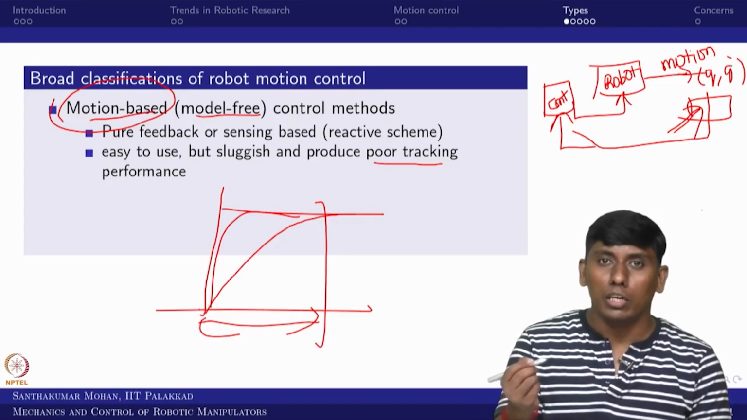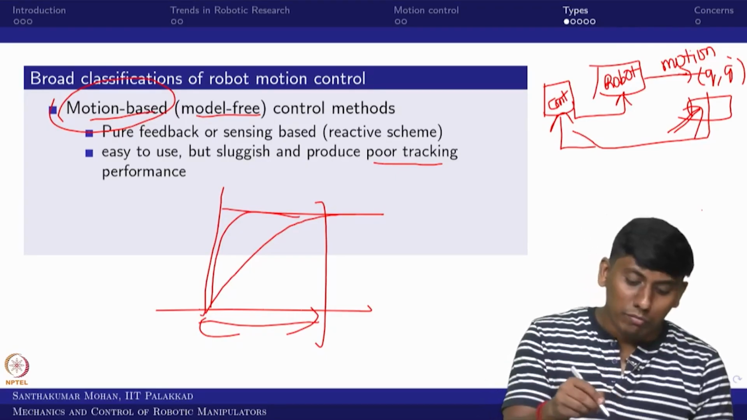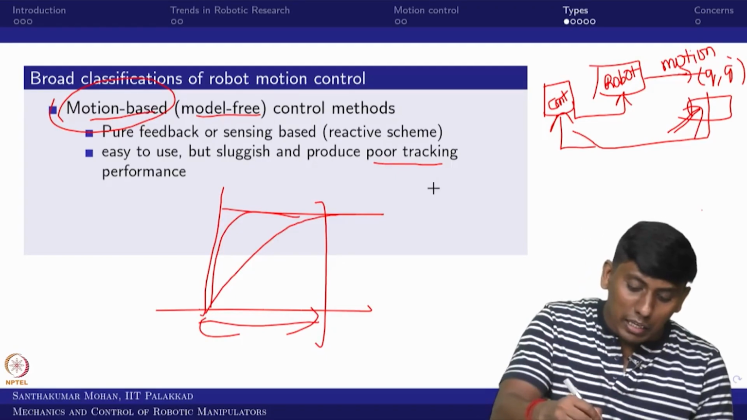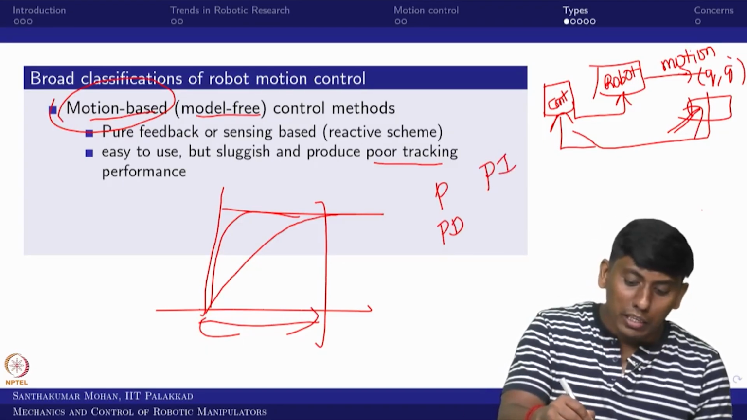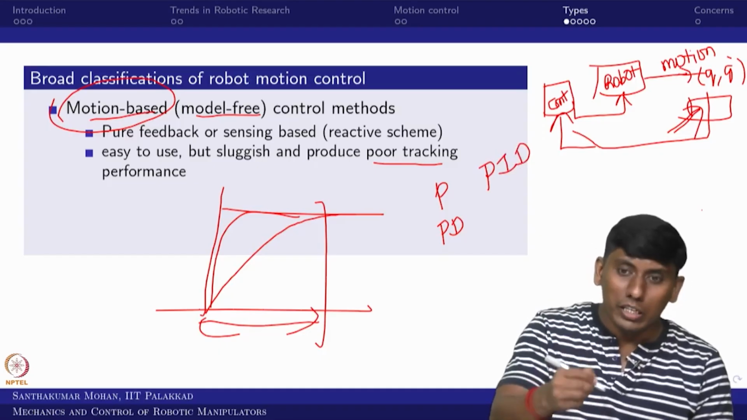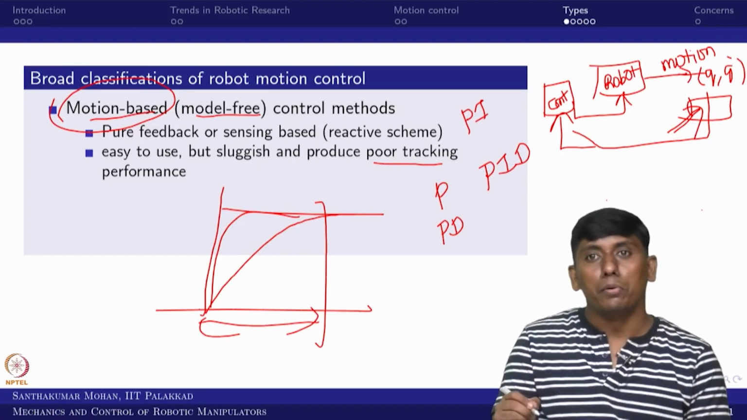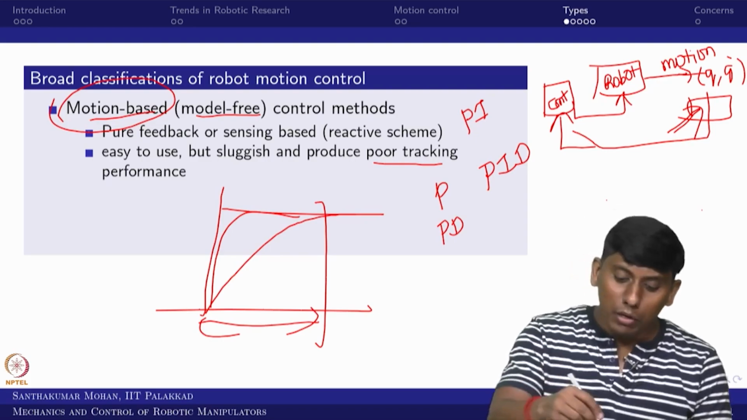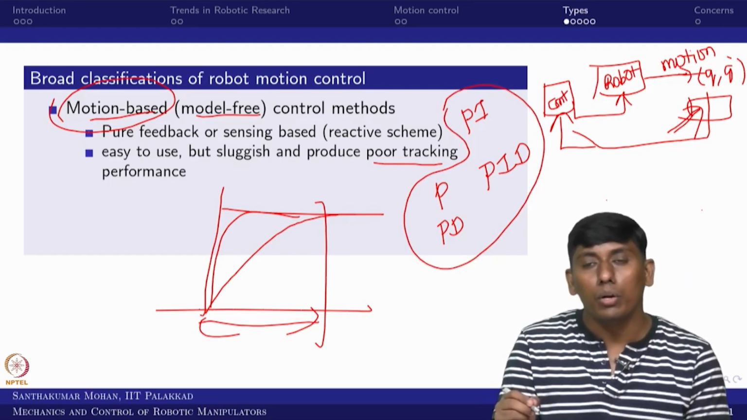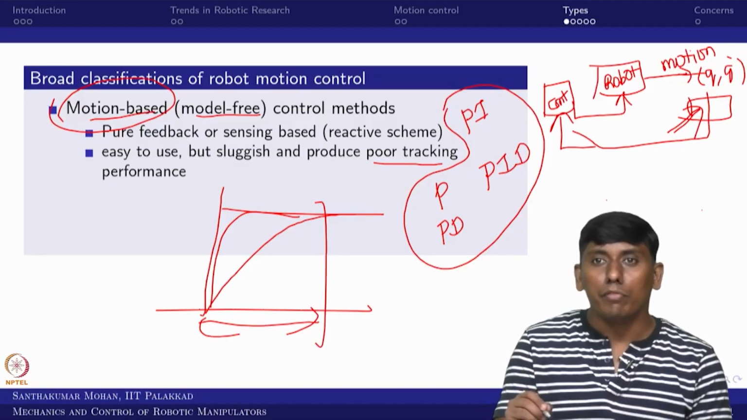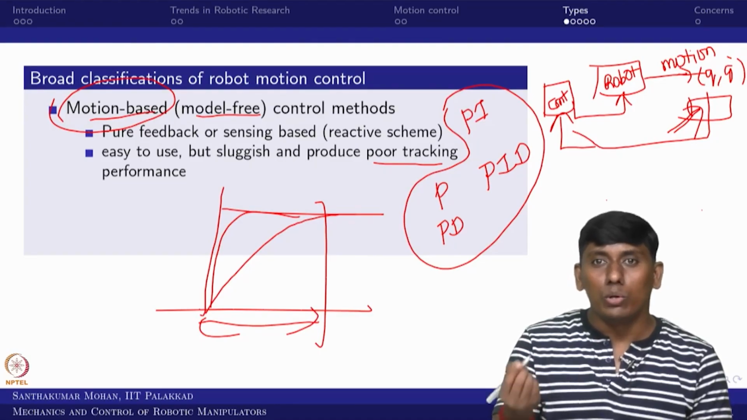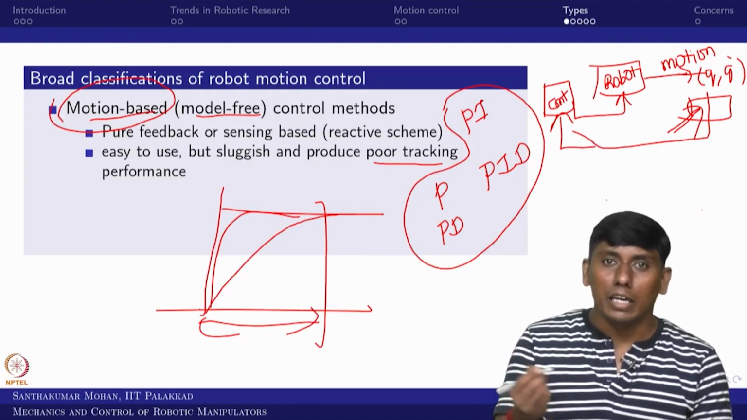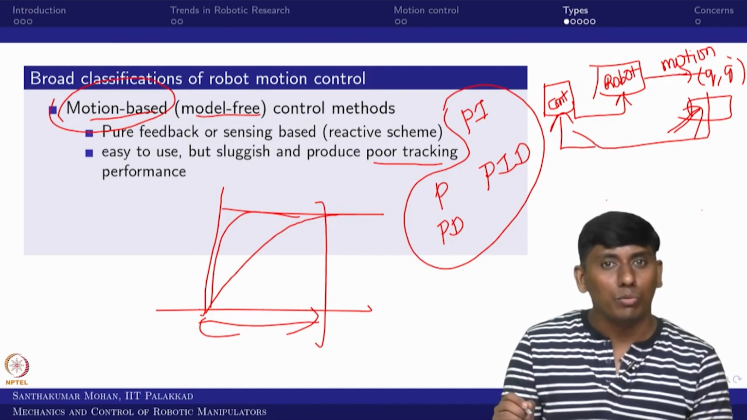Motion based is usually called model free. One of the best examples of motion based control is proportional control, proportional derivative control, or proportional integral derivative control. Even at the kinematic level, we can use proportional integral controls. The other way around, we can go to simple bang-bang control, or simple on-off control, which we used in the olden days in AC. All of these are purely based on the motion. Based on the system motion or the feedback, we try to control the actuator signal.